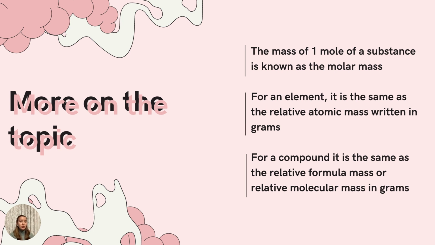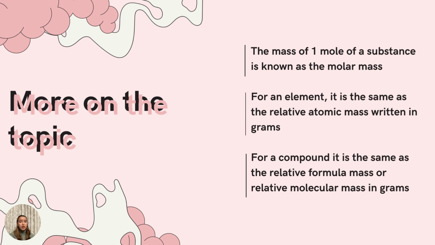So if we have molecular hydrogen or molecular oxygen, then they have a molar mass double that of the relative atomic mass. That is because in nature we find these 2 elements as molecules, as diatomic molecules. For all the other elements, we find them having the same relative atomic mass as their own molar mass.